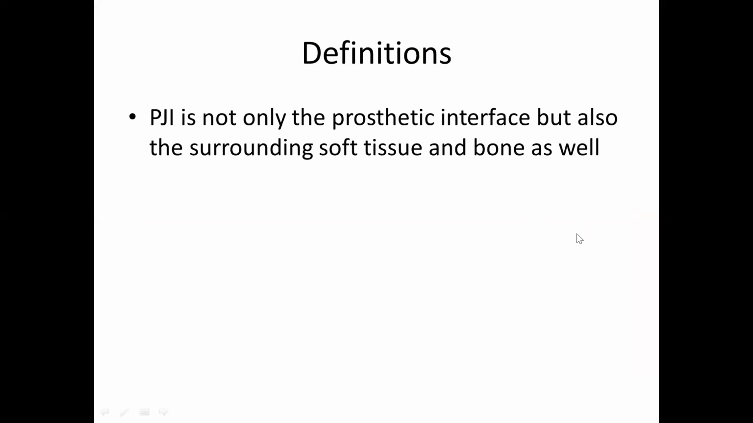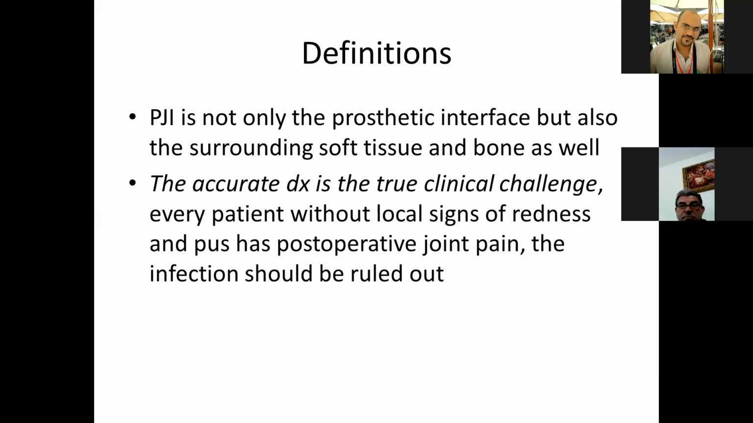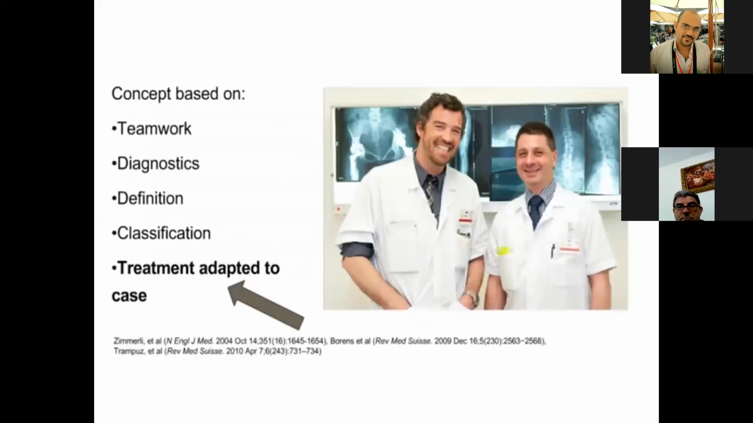So regarding definitions, we have to know that periprosthetic joint infection is not only periprosthetic interface. It is not only between the bone and the prosthesis. It involves the bone and the soft tissue as well. So when you have an accurate diagnosis, it is a true clinical challenge. Every patient, even without local signs of redness or pus, who has post-operative joint pain, you must consider as infection until you prove otherwise. So you have to bring a multidisciplinary team with you before you make any diagnosis and any definitions.